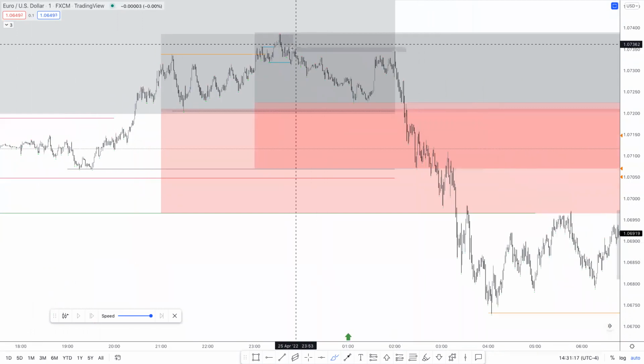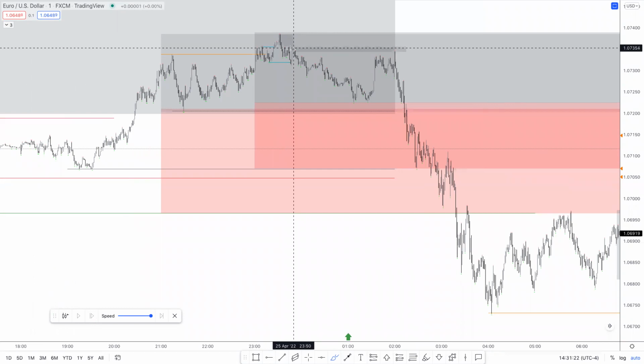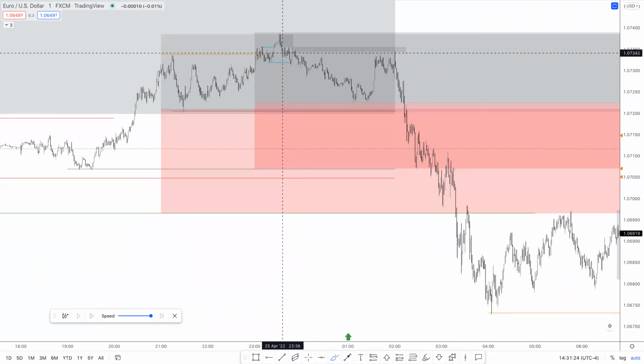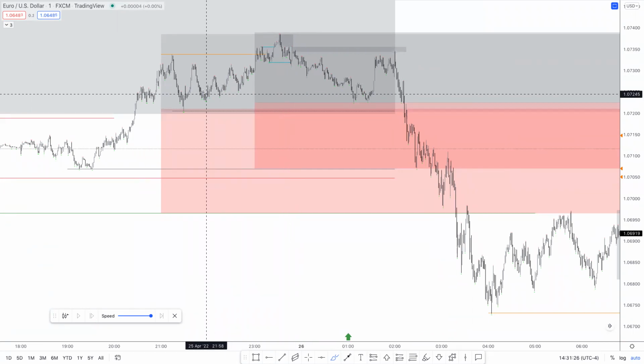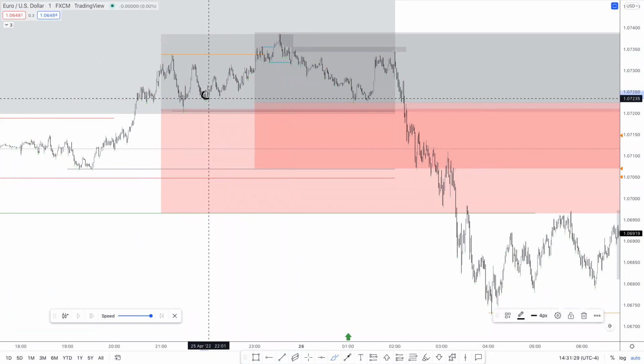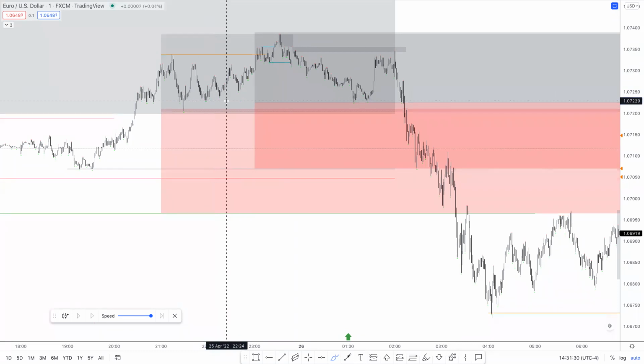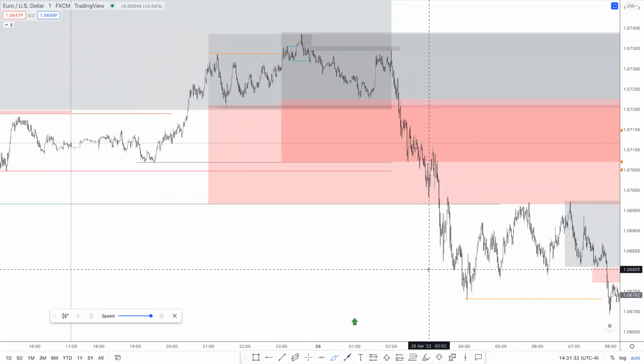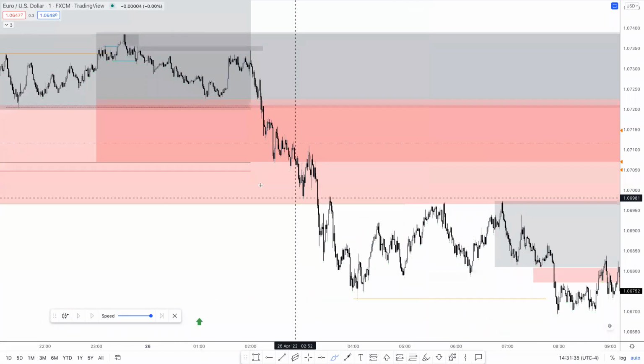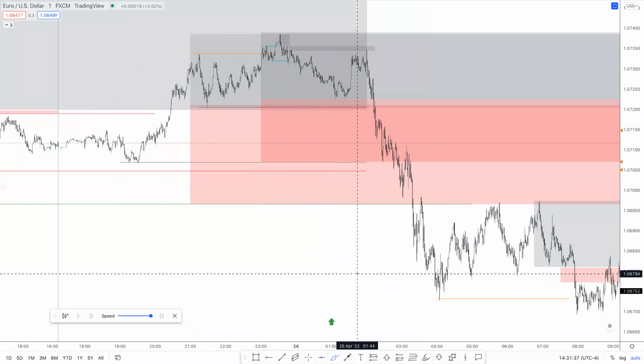So that was what I could have gotten in Asia. But look at the time. It was around 11:45 my time. I just wasn't awake. I stopped trading over here. This is bedtime, so I don't want to be awake trading anymore. Anyways, you enter on the imbalance, like the reaction on the imbalance.